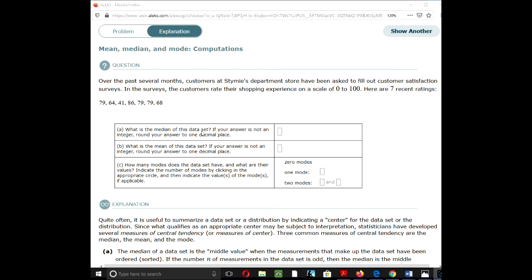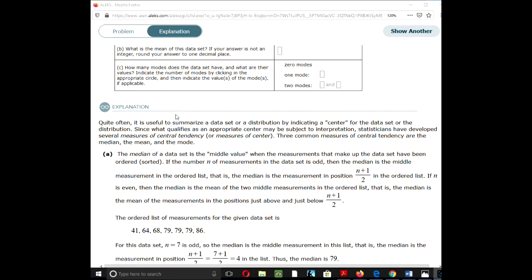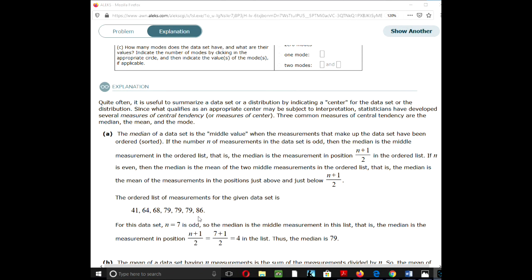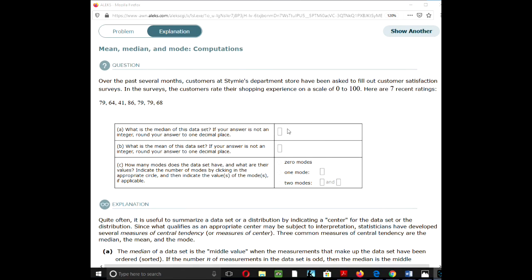Okay, so what is the median? What we've learned in the previous problem is the first thing we need to do to find the median is to put the numbers in order. Once we put those numbers in order from least to greatest, then we can find the median. Here are the numbers in order: 41, 64, 68, 79, 79, 79, 86. So we have 1, 2, 3, and then 79 is going to be the median, and we have 1, 2, 3, so there are 3 numbers on either side. So the median would be 79. We would put 79 here for A.